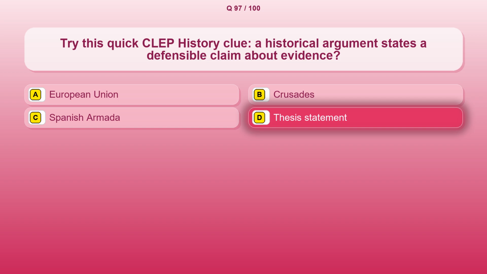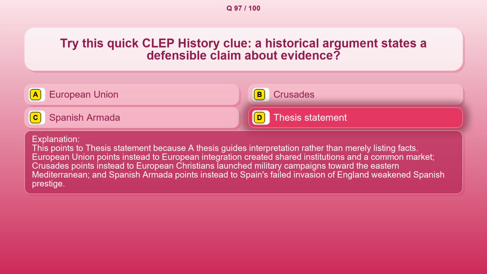The correct answer is option D, thesis statement. This points to thesis statement because a thesis guides interpretation rather than merely listing facts. European Union points instead to European integration creating shared institutions and a common market. Crusades points instead to European Christians launching military campaigns toward the eastern Mediterranean, and Spanish Armada points instead to Spain's failed invasion of England weakening Spanish prestige.